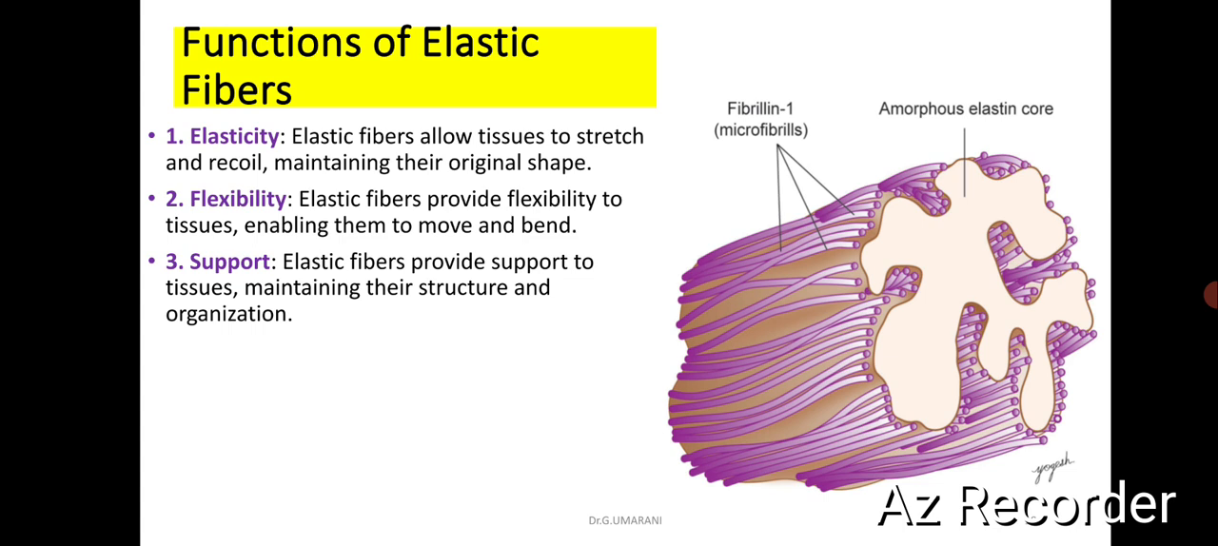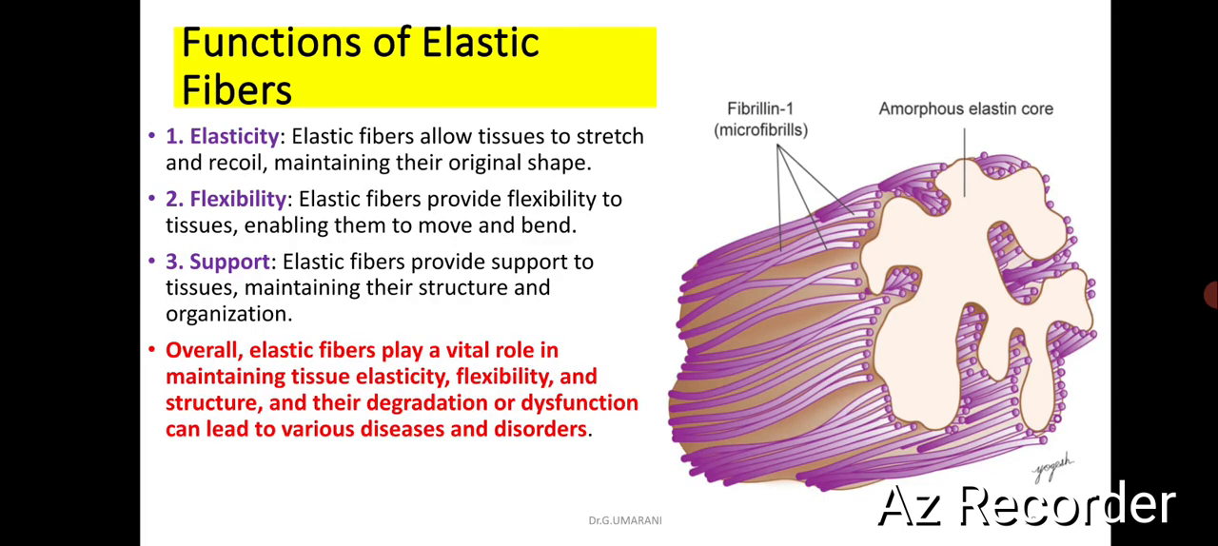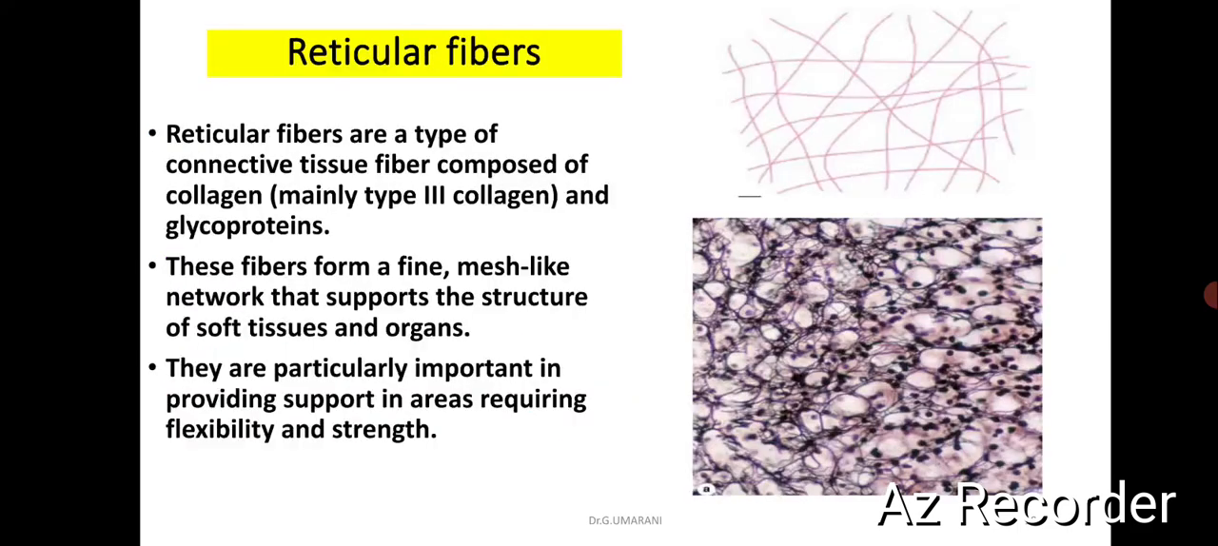So the functions of these elastic fibers are elasticity, so that it allows tissues to stretch and recoil, maintaining their original shape, and flexibility. It provides flexibility to tissues, enabling them to move and bend, and it gives support to tissues, maintaining their structure and organization. So overall, in general, elastic fibers play a vital role in maintaining tissue elasticity, flexibility and structure, and their degradation or dysfunction can lead to various diseases and disorders.